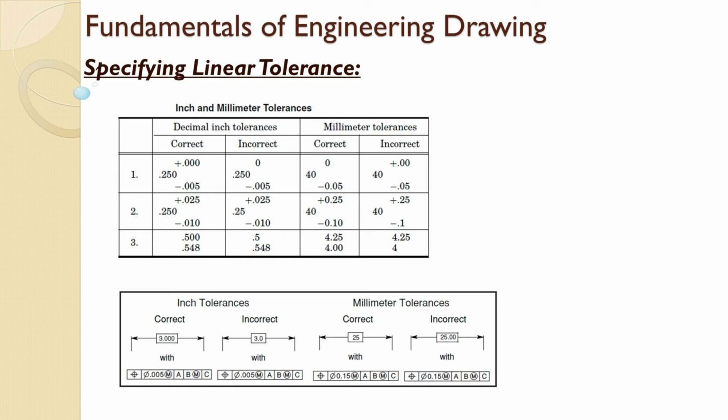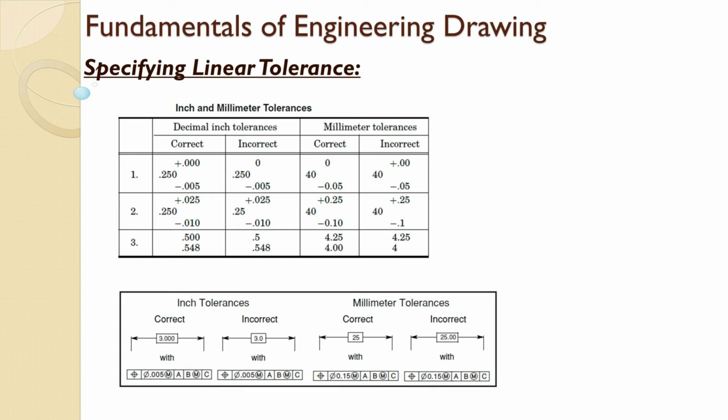Remember, while specifying inch dimension, if the value is less than 1 inch, 0 should not be placed at the prefix. Since the geometric tolerance has 3 decimal places, the basic dimension, that is the length dimension, also has 3 decimal places. Zeros are added at the suffix to match the geometric tolerance.